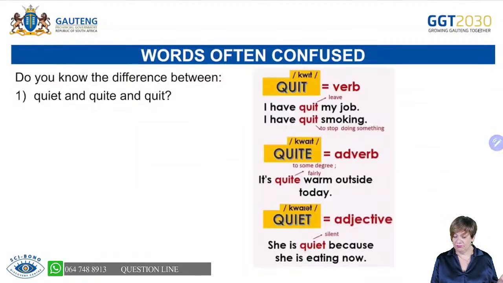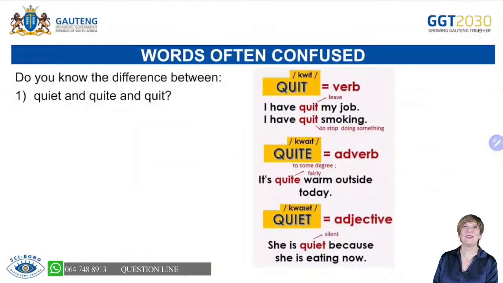Easy one is quit. I quit my job. I leave. I stop doing something. Quite is, it's quite warm outside. I hear actually it's going to be quite cold this week, so please dress warmly. So then quiet is an adjective. She is quiet because she's eating now. Right, so it's small things. As you can see, if I just change the word a little bit, it changes its meaning completely as well as part of speech.